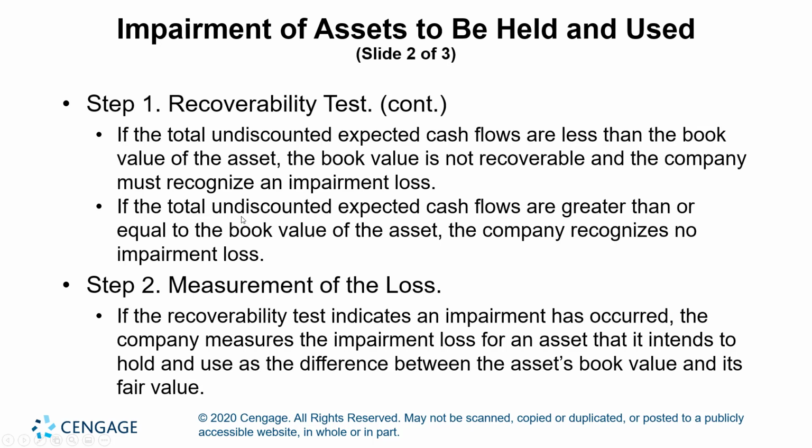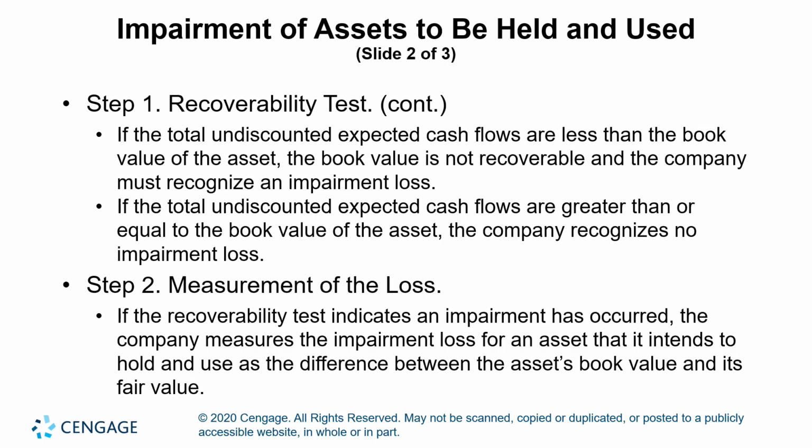If a company uses the present value to estimate fair value, it uses the discount rate of return that the company would require for a similar investment with similar risks. When a company recognizes an impairment loss, it writes down the asset to reduce its book value to fair value.